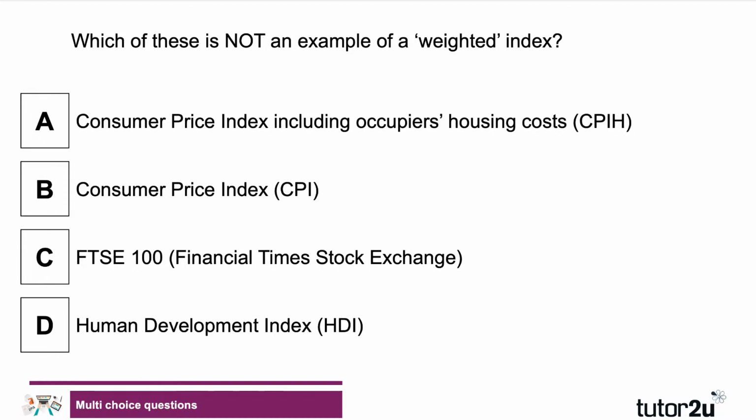Consumer Price Index, FTSE 100, Human Development Index. What do we think is not an example of a weighted index? If you're confident, type your answer into chat. You don't have to. It's fantastic when people do, so we get a feel for what the mood of the group is. A load of people saying C. And the answer, Jim, is it is indeed C.